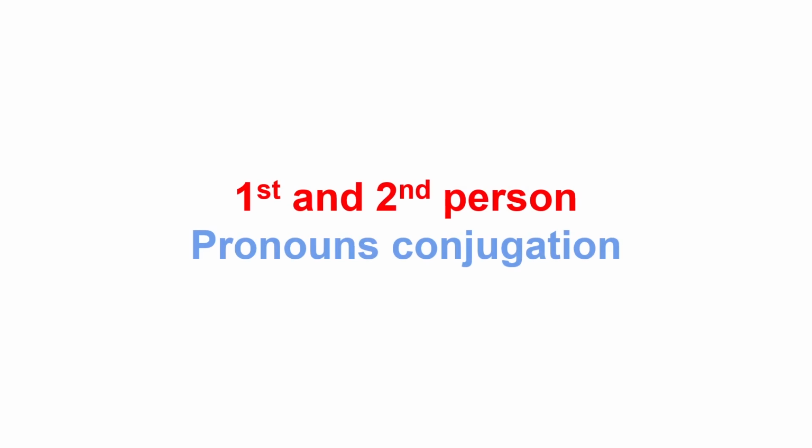זמן עבר, past tense. And now let's see how we conjugate Paal verbs, regular Paal verbs in the past tense. So first of all, let's refresh our memories and see what is the guideline to conjugating verbs in the first and the second person.